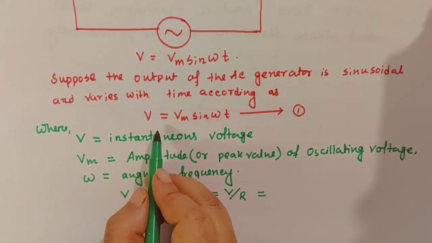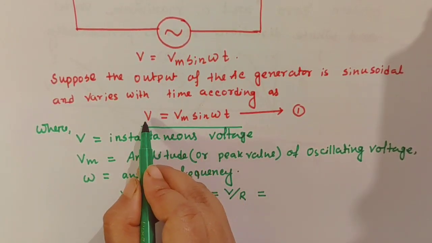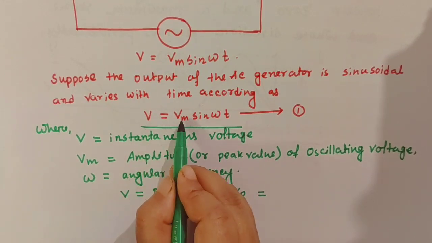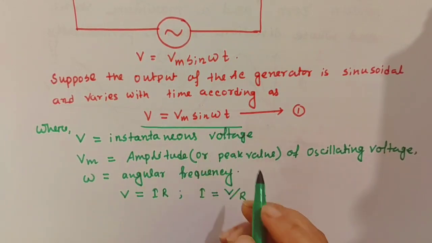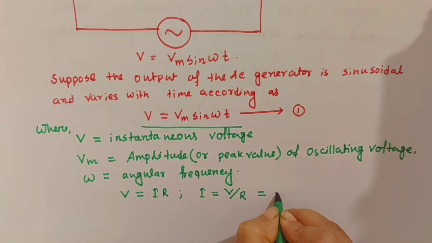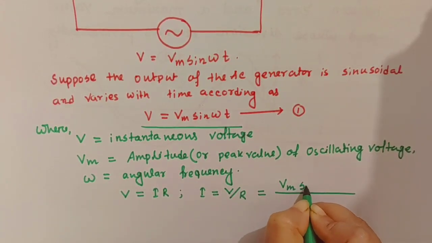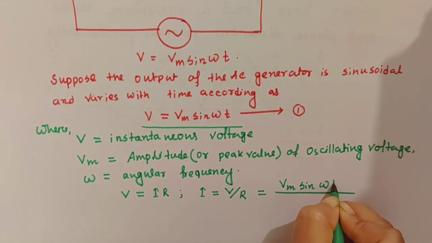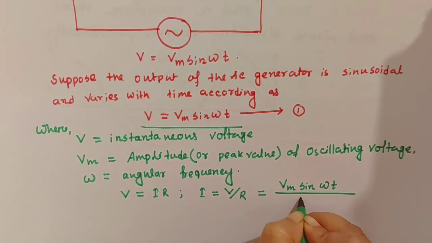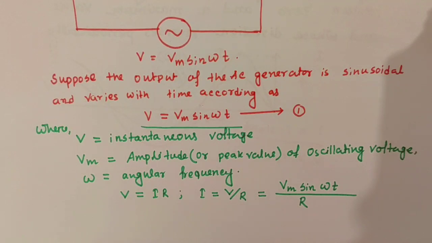So according to this equation, what is the value of V? V is equal to Vm sin omega t. So put the value of V here. In place of V, we are putting Vm sin omega t. R is R. So what do we get? I is equal to Vm sin omega t by R.